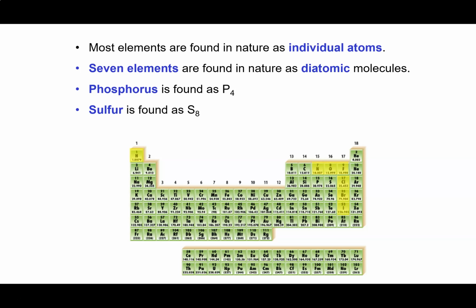Now, most elements are found in nature as individual atoms. In fact, all but 9 elements are always found as individual atoms. So what happens is, if I have a collection of carbon atoms and 2 carbon atoms bang into one another, they don't get stuck to one another, they remain as individual carbon atoms. However, 7 elements are always found in nature as what we call diatomic molecules. That is, there's 2 atoms stuck together to form a single unit.